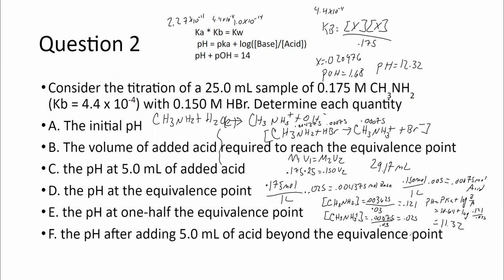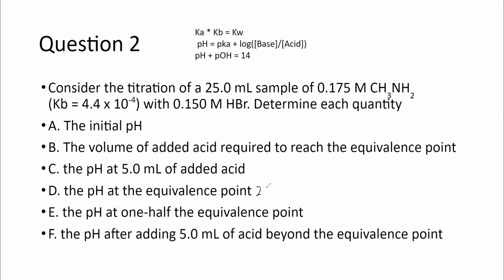Now D. What is the pH at the equivalency point? So I'm going to erase all this stuff now. And my equivalency point was when I added 29.17 mL of acid. And my Ka is 2.27 times 10 to the minus 11. So when I'm at the equivalency point, that means I've added enough HBr to completely react with my base, which means the only thing I have left is a weak acid, my CH3NH3+.